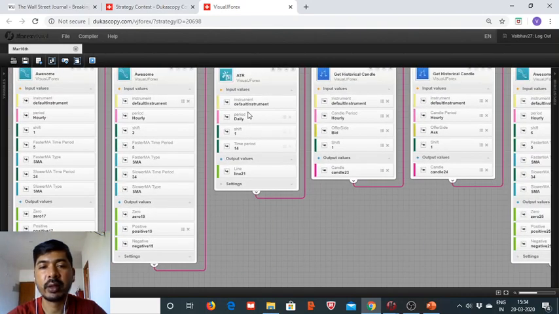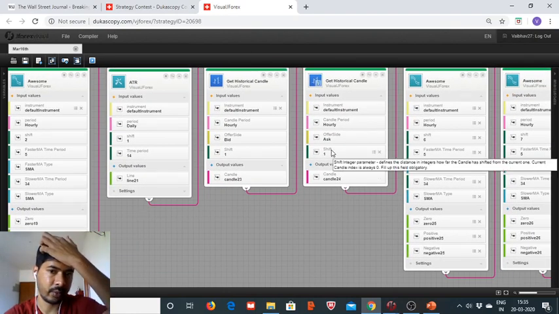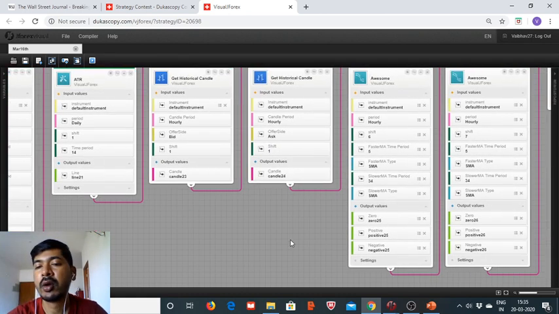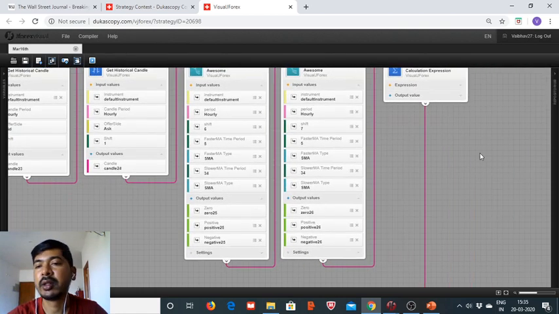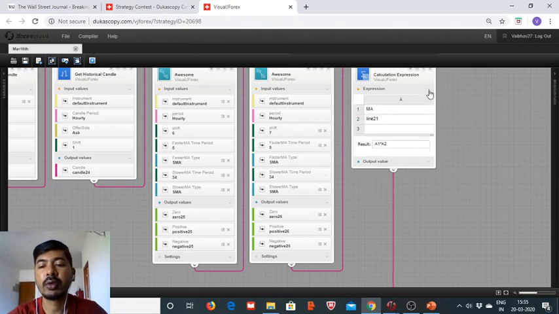Then this is the ATR value along with the historical candle. As I said, we will be seeing the candle one period back, that is the last candle on the hourly time frame, and whether it has closed in green or red will determine the trade. Then again, these are hourly awesome oscillator values, as we want to make sure that trading stops.